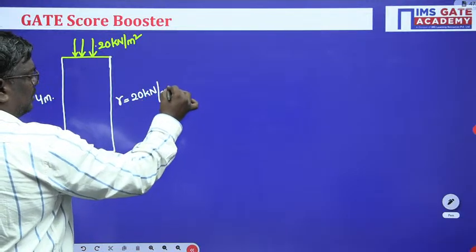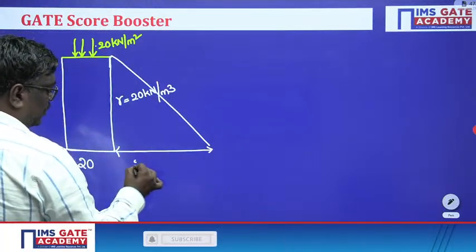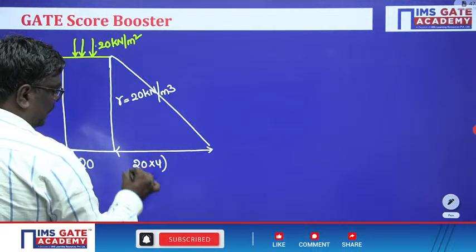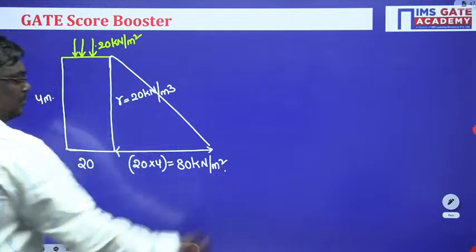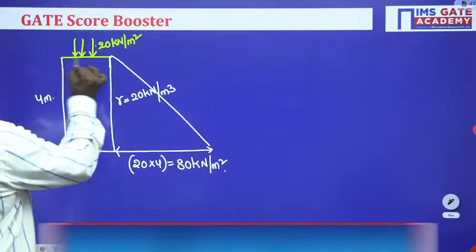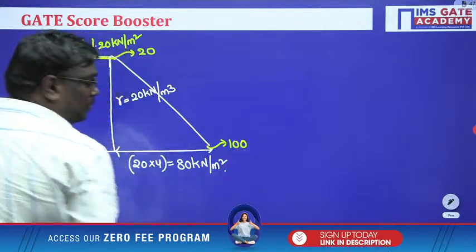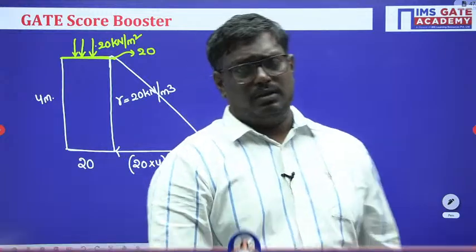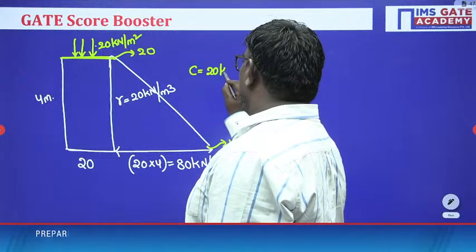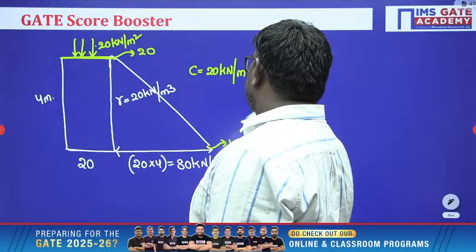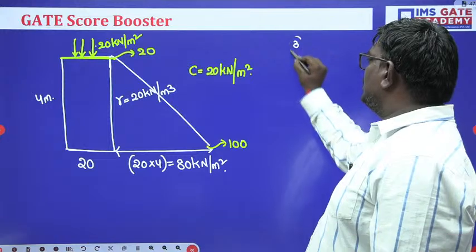So here, 20 into 4, this value will be equal to 80 kilonewton per meter square. For easy understanding, the stress at top is 20 and the stress at bottom is 100. But let me tell you, it is a cohesive soil. The cohesion is given as 20 kilonewton per meter square. So my dear students, the third step is to find out the passive pressure.